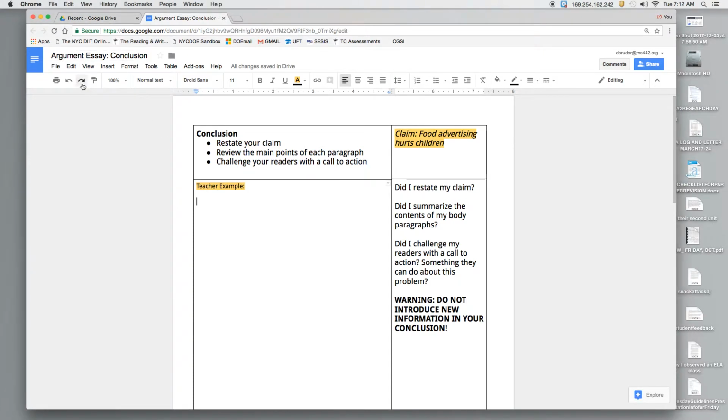So I'm going to go through this and show you what it might look like. When I'm restating my claim, I could start a sentence like, after considering all the evidence and research, it's clear that junk food advertising hurts children. What I've put in here is very similar to my original claim, food advertising hurts children. Next thing I'm going to do is quickly review the main points of each paragraph. I'll show you what that might look like here.